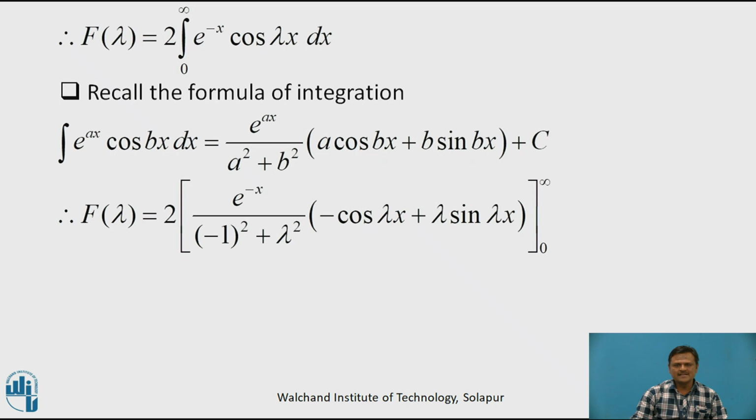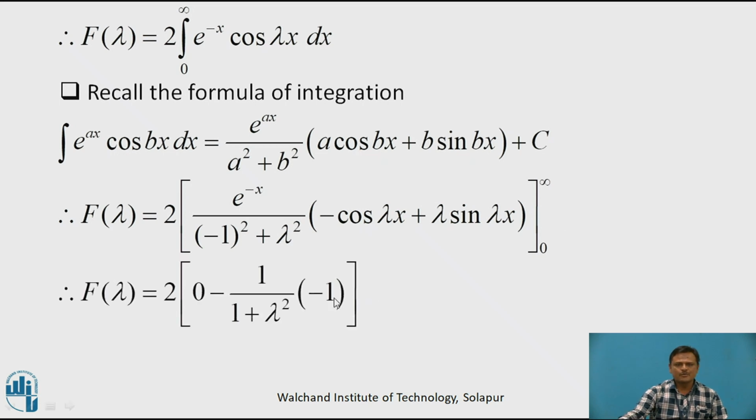Now putting the limits, we get f of lambda equal to 2 times 0, because e to the power negative infinity is 0. That's why putting the upper limit we got 0 here, and then minus putting the lower limit, that is 0. E raised to minus 0 would be 1, upon minus 1 square plus lambda square, simplified to be 1 plus lambda square, into cos 0, which is 1, so we have written minus 1 here, and then lambda sin lambda x becomes 0 when we put x equal to 0. Therefore the final answer would be f of lambda is equal to 2 upon 1 plus lambda square.